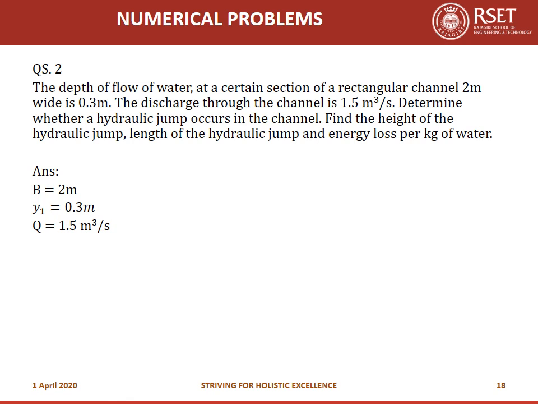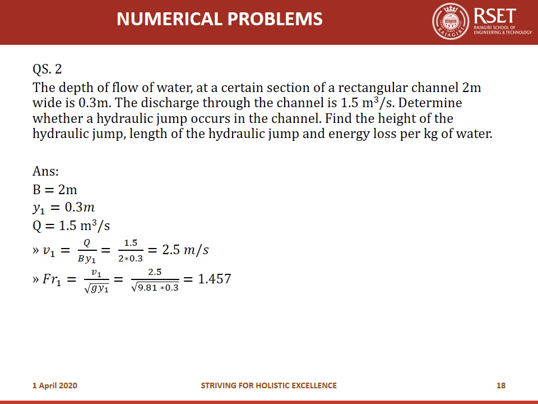We know the terms that are given to us: width, depth, and discharge. We'll find out the velocity upstream using the formula Q divided by B Y1, which is 1.5 divided by 2 into 0.3. I'll get a velocity of 2.5 meter per second upstream. The Froude number upstream is V1 by root G Y1. We obtained it as 1.457.